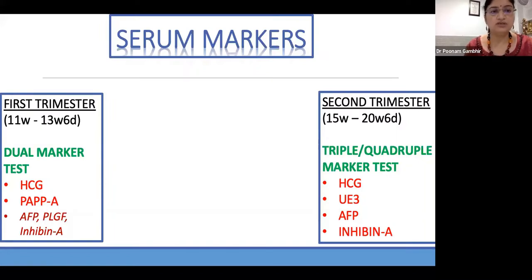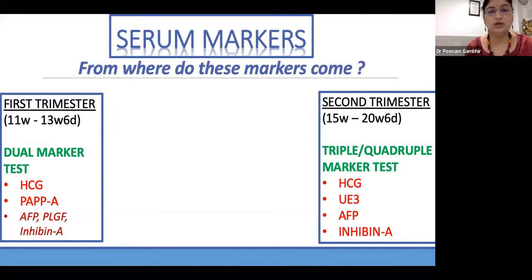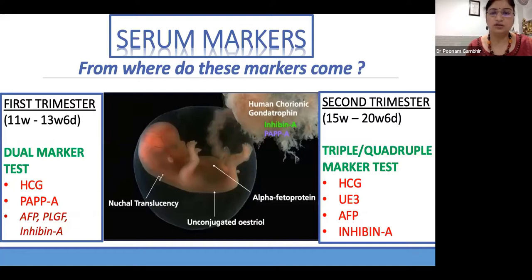Coming on to serum markers, we have the first trimester and the second trimester markers for the dual marker, and the triple and quadruple marker test. The source of these markers is the alpha fetoprotein, which comes from the fetal liver, and the unconjugated estriol from the fetal adrenals, while most of the rest of the markers come from the placenta.